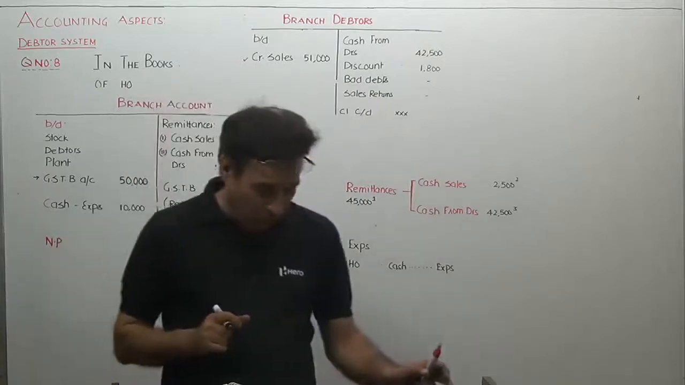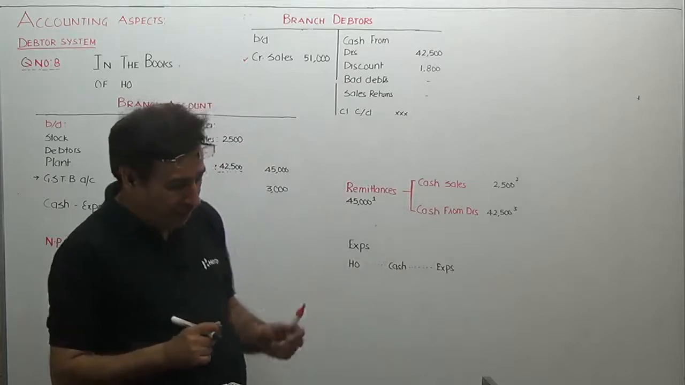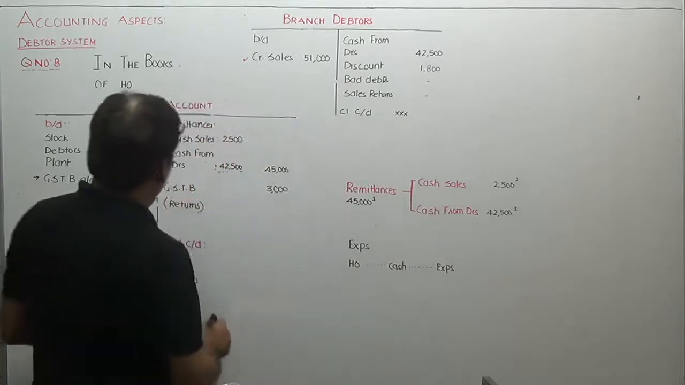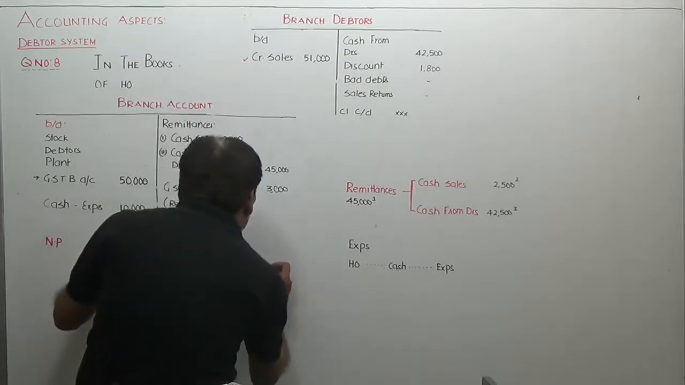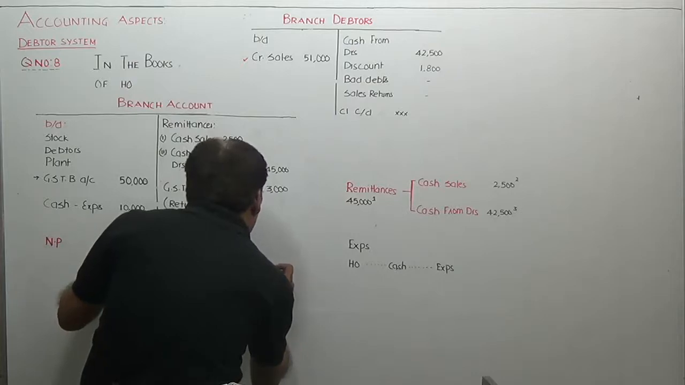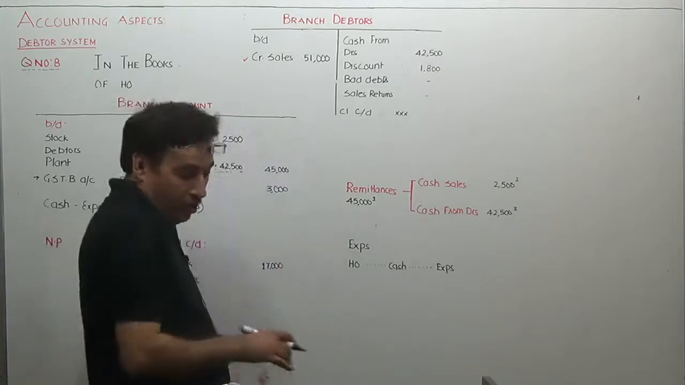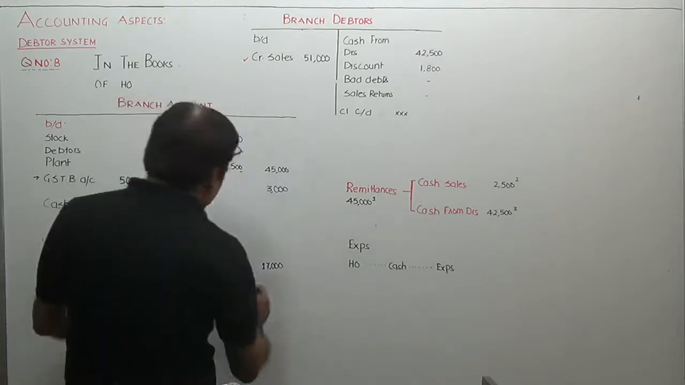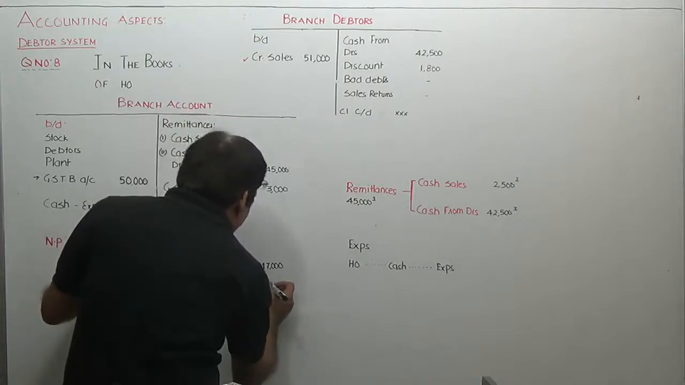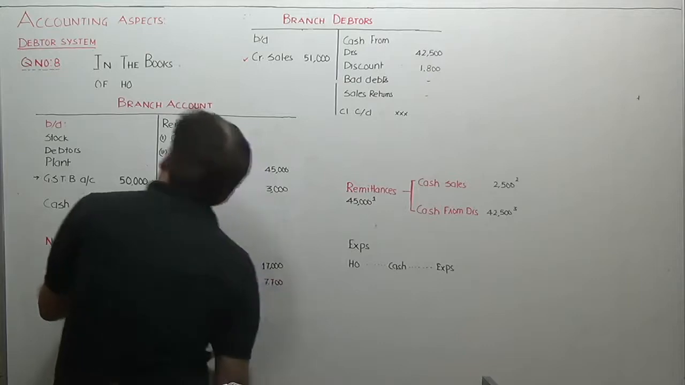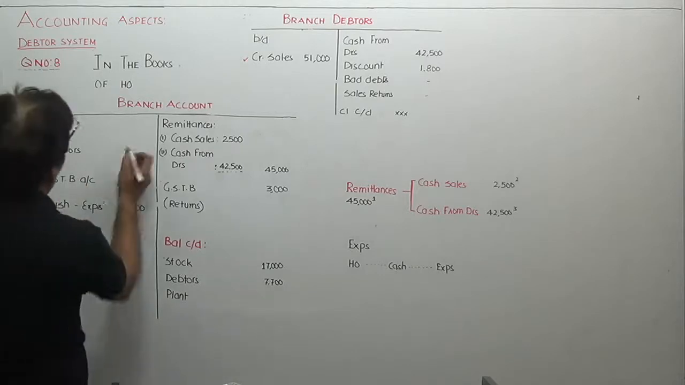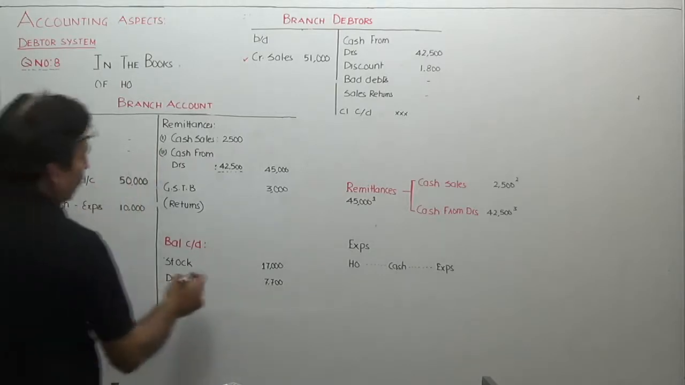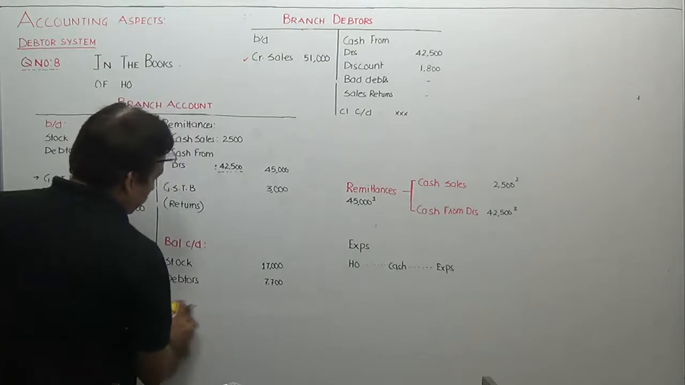Now, it is also given that closing stock with branch at cost. Now we know that closing stock is written down in the branch account. Now the amount of closing stock is 17,000. So 17,000 you would write here, correct? Then we have been given closing balance of debtors 7,700. So 7,700 you will also write here. In this question, there is no balance of plant, no opening balance of stock or debtors so far. So far I am talking about. Correct?